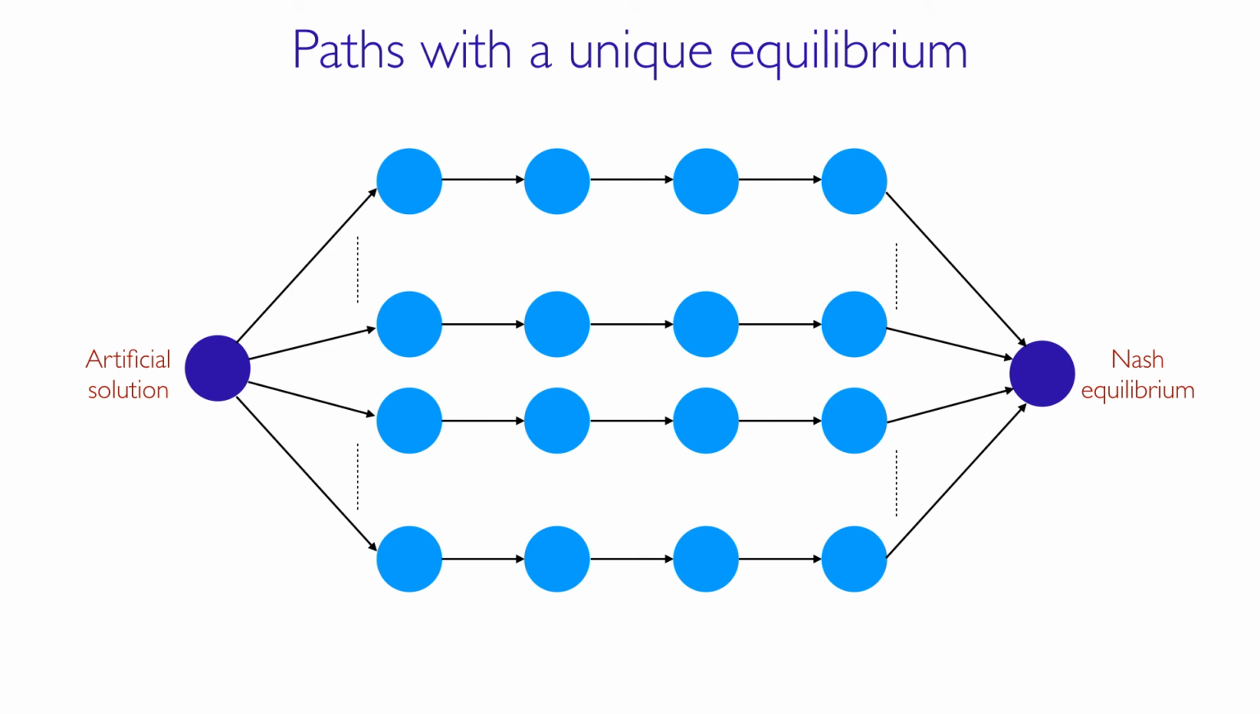In general, starting from the artificial solution, we have many different options. Each option corresponds to an action of some player. In addition, each option corresponds to a different path. When there is only one Nash equilibrium, all the paths lead to the same equilibrium. Otherwise, each path can lead, in principle, to different Nash equilibria.